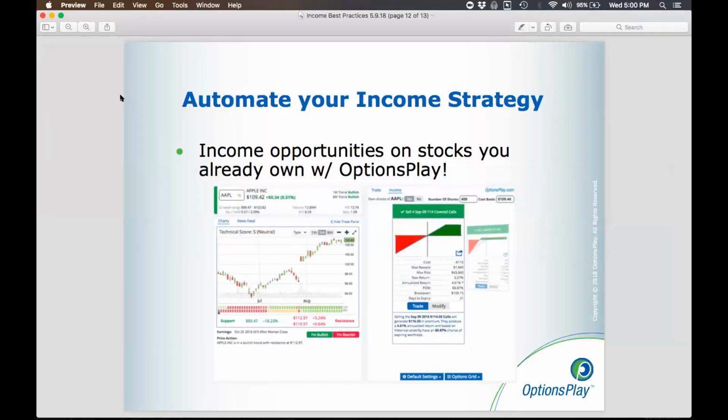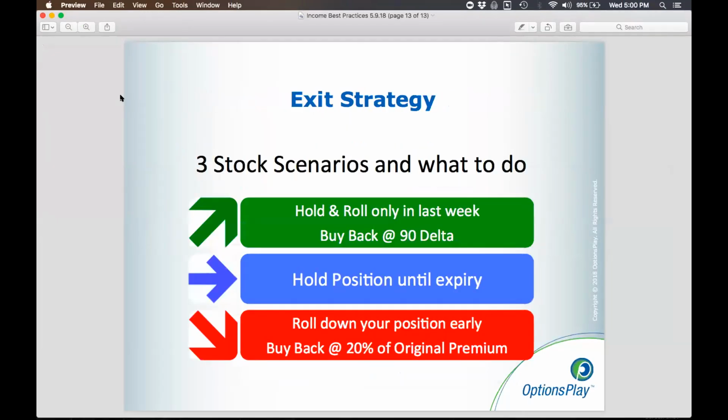So with that, I just want to go back real quick and discuss the 3 exit scenarios before we open this up for Q&A. When you sell a covered call, there are 3 scenarios that you'll come across: 1, the stock shoots higher, 2, the stock goes sideways, and 3, the stock goes lower. And I want to talk about how to handle each one once you're in a covered call.